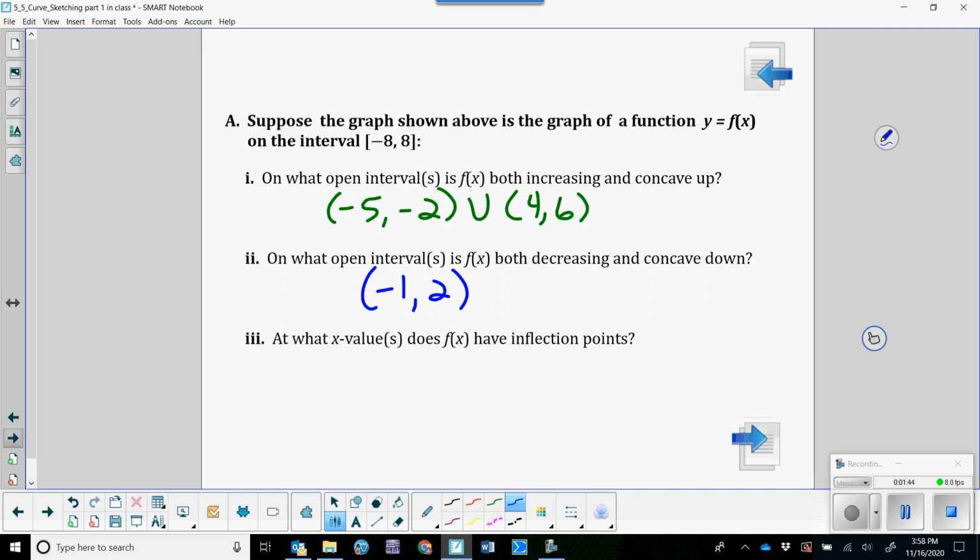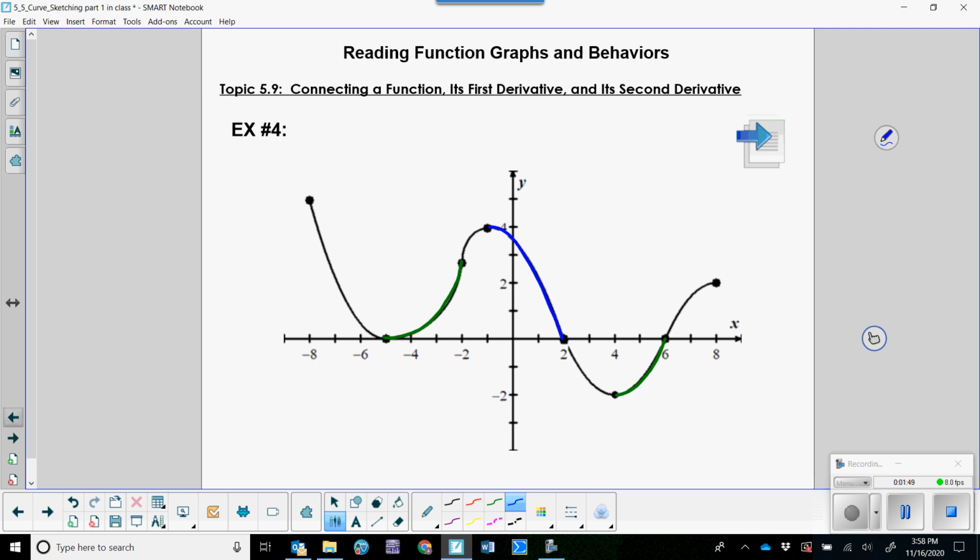And at what x values does f have an inflection point? Inflection points would be where we change from concave up to concave down, or from concave down to concave up, and then again concave up to concave down. Those points would be our points of inflection. So that'd be -2, 2, and 6.